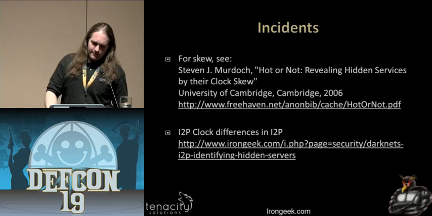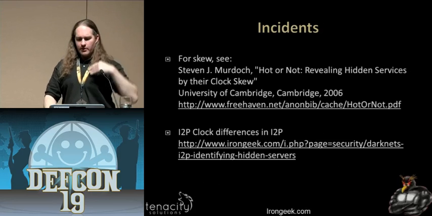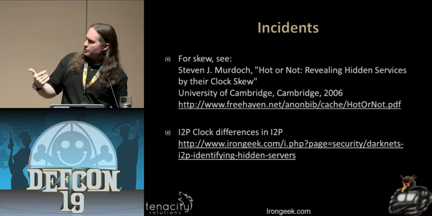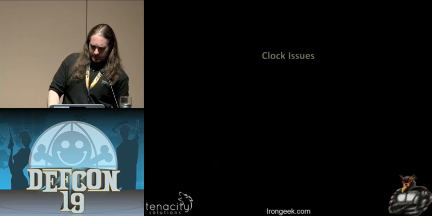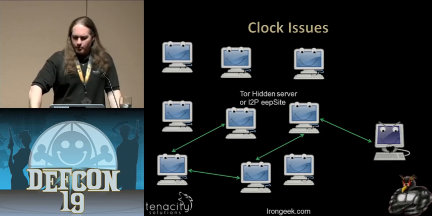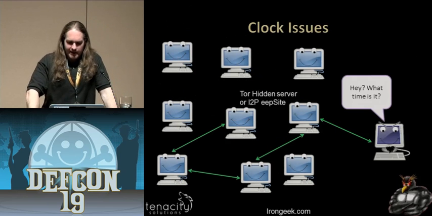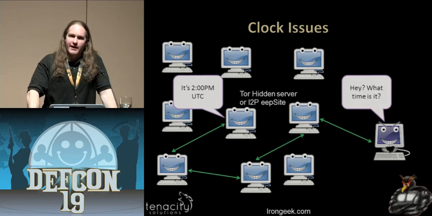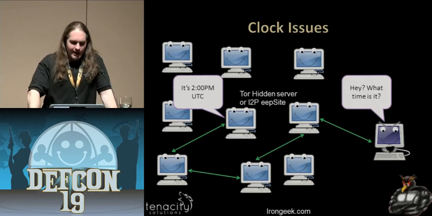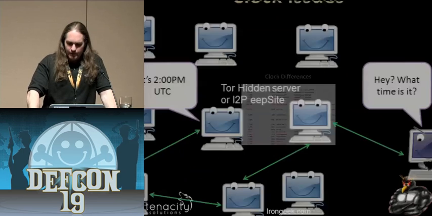There's also been some research on I2P clock differences, and I'm going to show you a table here in a second for a project I did for Tenacity a few months back. But first, a quick illustration, just because I love putting up these smiley computers. You ask what time it is, you get a report back, and you can start profiling: how different is this person from me, and how different is he from everybody else in the network?